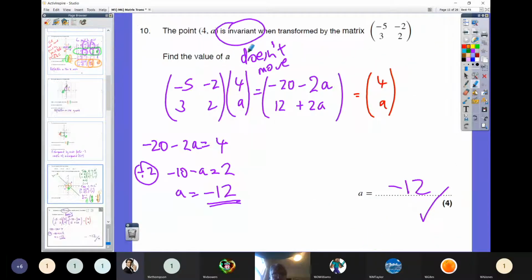Yes, number 10, I just want you to get used to the word invariant. The point 4A is invariant when transformed by the matrix. That just means it doesn't move. So there it is before the transformation, and it ends up still being 4A, and then I've just done the algebra to work out what A is. So invariant means it doesn't move. Nothing new on these questions.